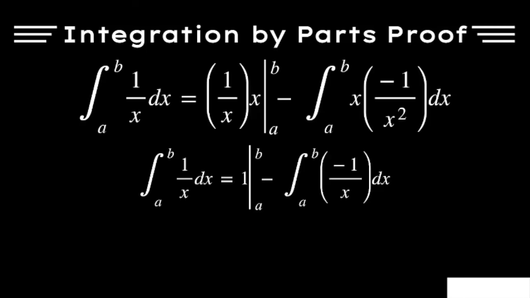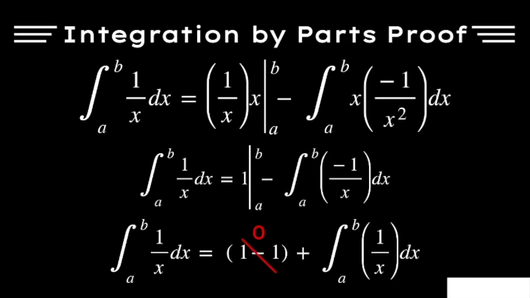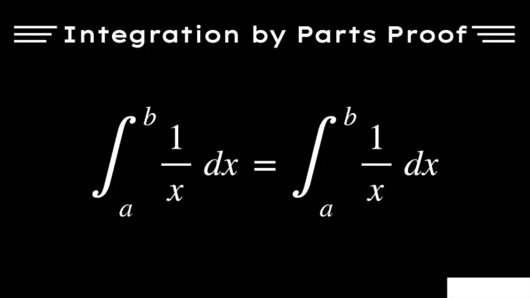Another way to catch this mistake is by making these definite integrals instead, where we'd end up with the integral of 1 over x dx from a to b is equal to 1 minus 1 plus the integral of 1 over x dx from a to b, where 1 minus 1 would equate to 0 and the equation would remain true.